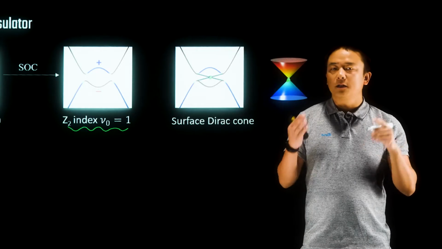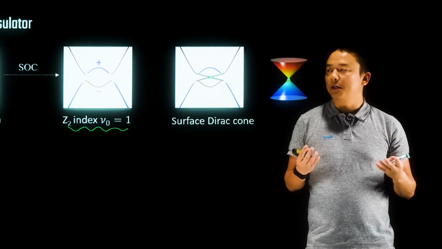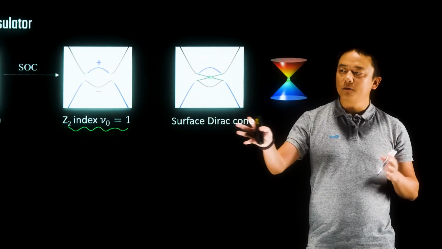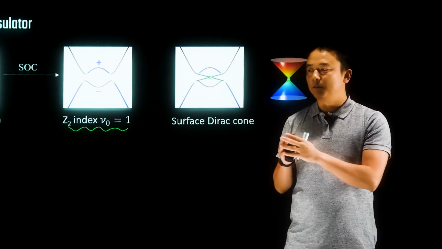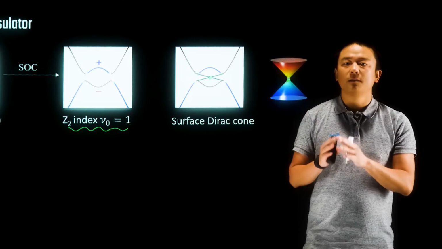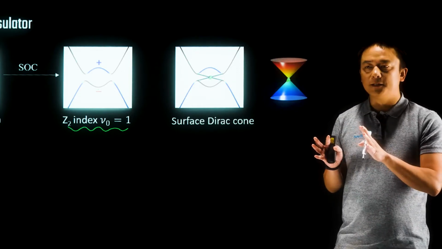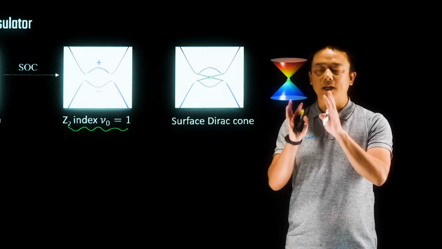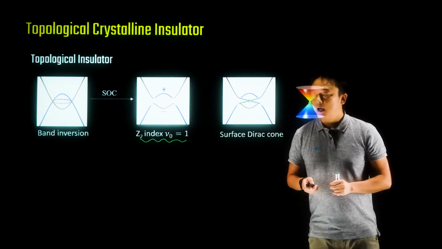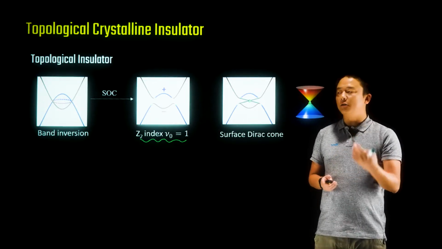And here, the TI give us a beautiful picture. Here is in the bulk, we have a topological invariant, protected or defined by time Russell symmetry. On the surface states are protected by time Russell symmetry directly. And we have a one band inversion, we get one Dirac cone.